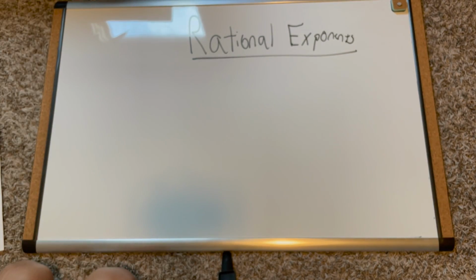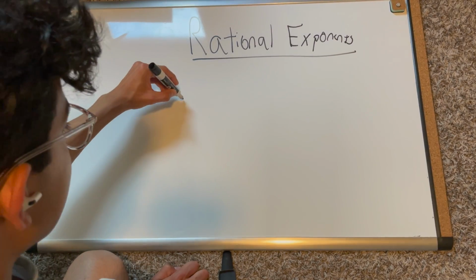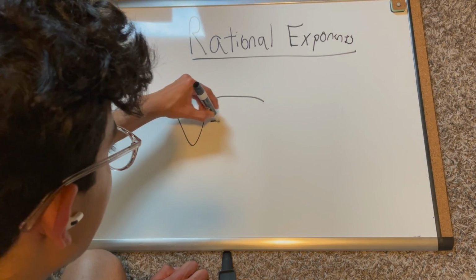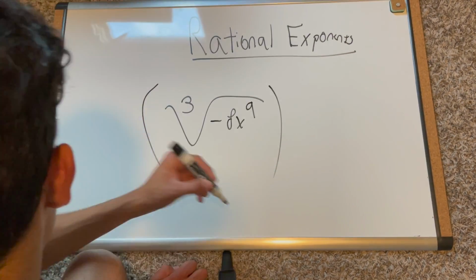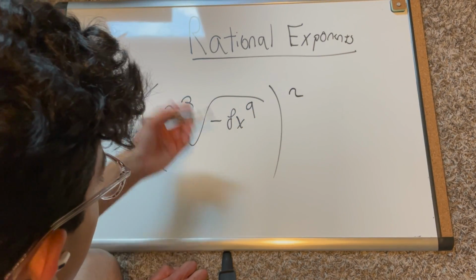Okay, so now our next one is, what is the cube root of negative 8x to the 9th? Then after that, square. Okay, so that's pretty easy. We could solve it already.